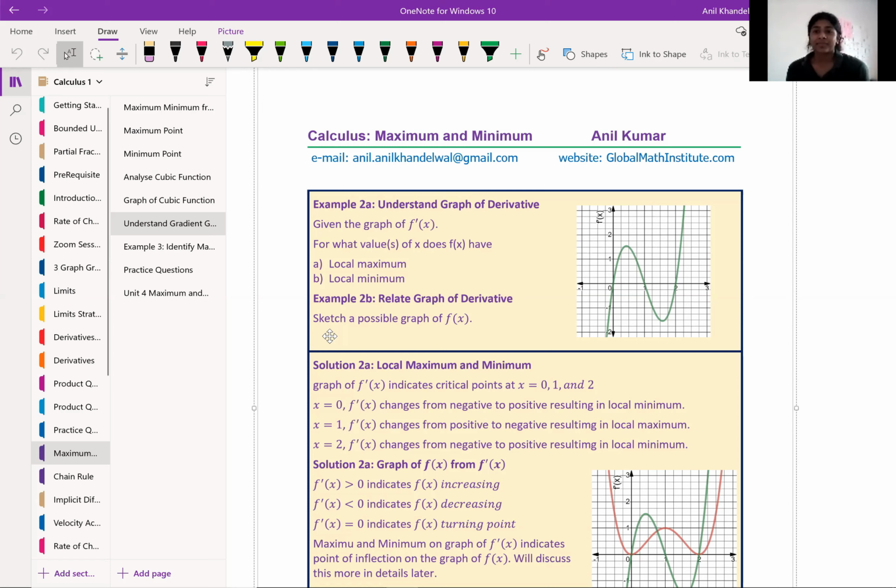Now, Amy, this is a question for you. I would like you to read the question and answer. Okay, right. So given the graph of f prime x, or derivative of x, or gradient of f of x, yes, let's do f prime x. For what values of x does f of x have: A, a local maximum; B, a local minimum. That's it.